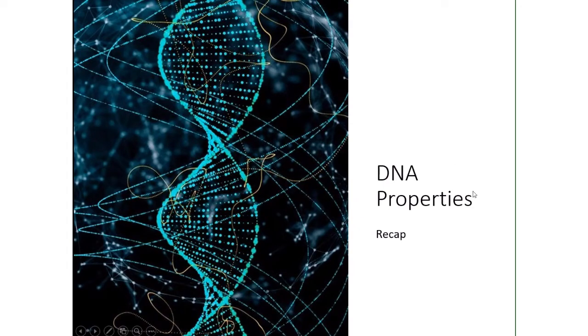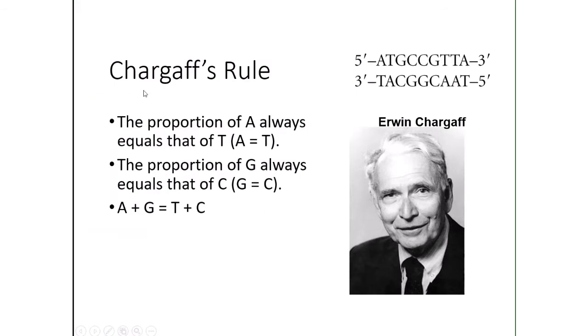So let's recap some of the properties of DNA before we talk about DNA replication. There is something called Chargaff's Rule. We didn't call it by this name when we learned it earlier in the course. I just told you that there is a base pairing rule, and that A always pairs with T and G always pairs with C. But that was actually created by this guy, Erwin Chargaff.